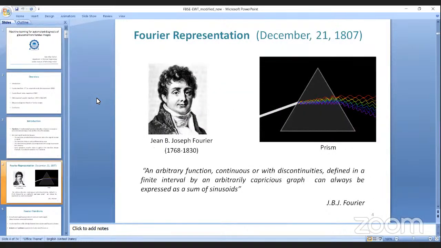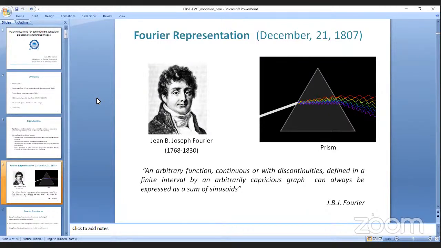So the first transform is the Fourier transform, which was proposed by Fourier in 1807. According to Fourier, a complicated signal can be represented with the help of simple signals, basic signals. Fourier was from France, and he was from a physics background. Fourier's father was a tailor, not a mathematician, a tailor by profession. And he was poor, and his parents died when he was 4 years old.